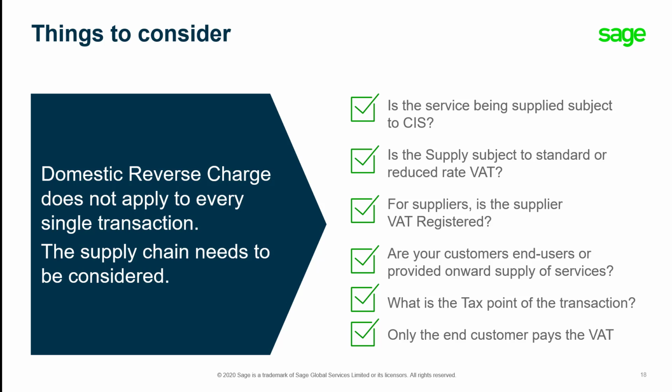So what you need to consider is: is the service being supplied subject to CIS? Is the supply subject to standard or reduced rate VAT? For suppliers, is the supplier VAT registered? Are your customers end users or are they providing onward supply of services? What is the tax point of the transaction? Does that fall before or after the legislation change? And also consider that only the end customer is going to be paying the VAT. Our next few slides should hopefully clarify this further for you.